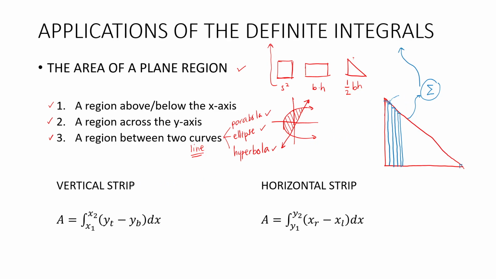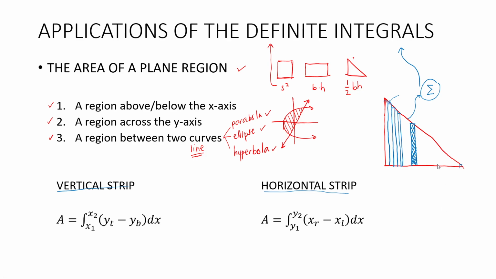So that's the idea behind the vertical strip and the horizontal strip, to make our summations more accurate and more easy. Okay, so we have the vertical strip. In the vertical strip of your definite integral, we will just be utilizing one vertical strip, so we try to ignore the other vertical strips.